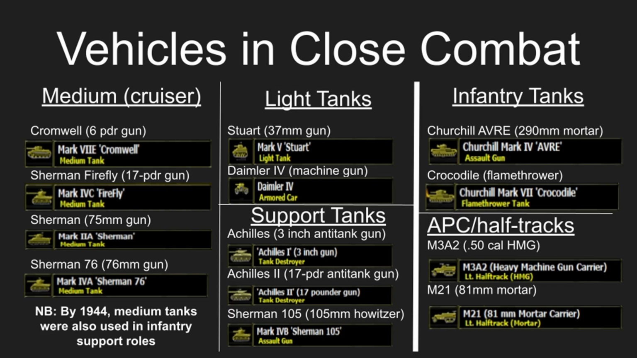For light tanks, we have the Daimler 4 armed with a machine gun, and the Mark V Stuart with a 37mm gun. For support tanks, we have the Achilles with a 3-inch anti-tank gun, the Achilles II with a 17-pounder anti-tank gun, and the Mark 4B Sherman 105 with a 105mm howitzer. For infantry support, we have the Churchill Mark IV AVRE, Armoured Vehicle Royal Engineers, with a 290mm mortar, and the Crocodile Mark VII with a flamethrower. And for armoured cars and support vehicles, we have the M3A2 half-track with a 50-caliber heavy machine gun, and the M21 half-track with an 81mm mortar.